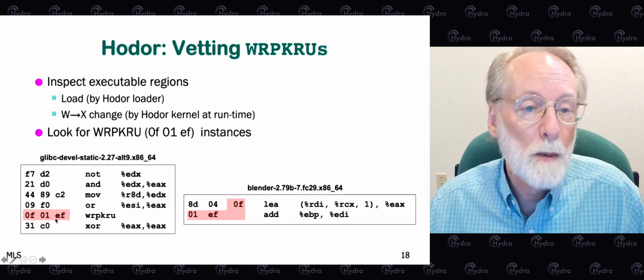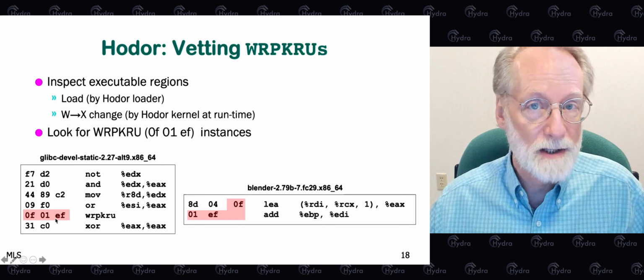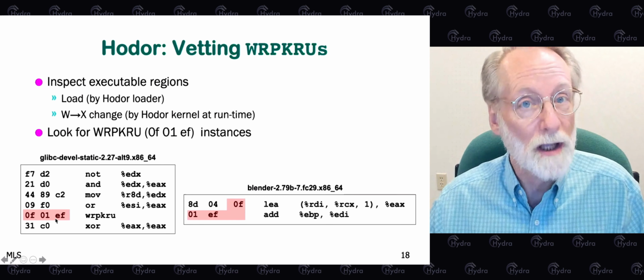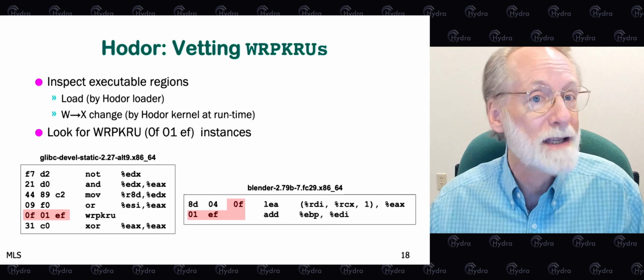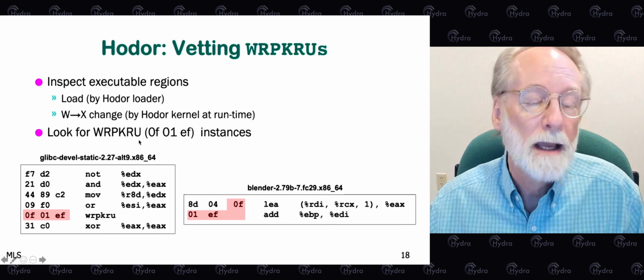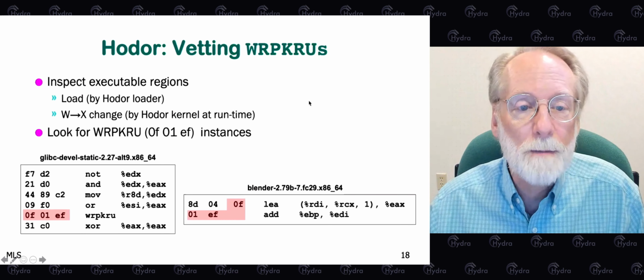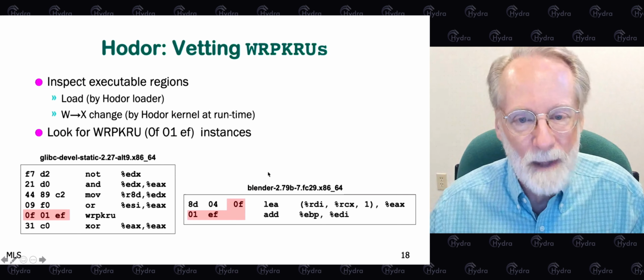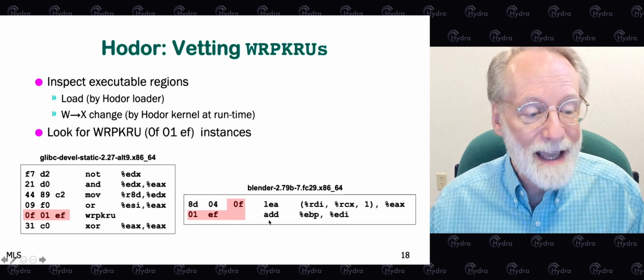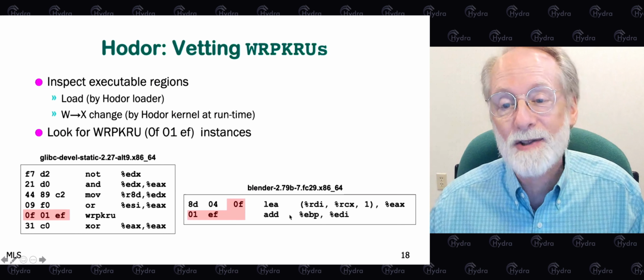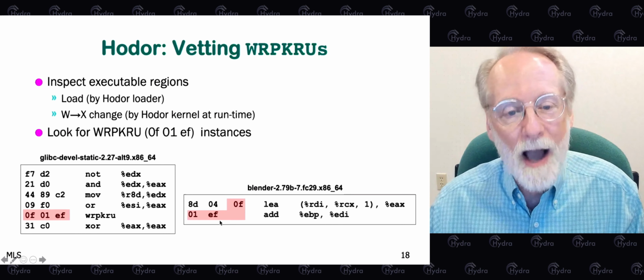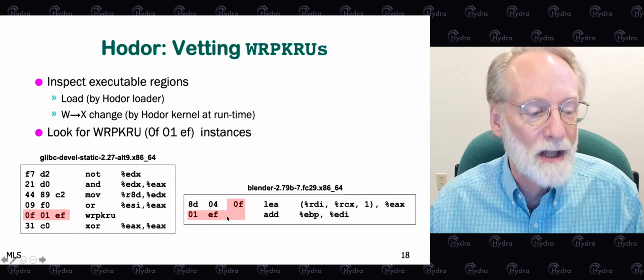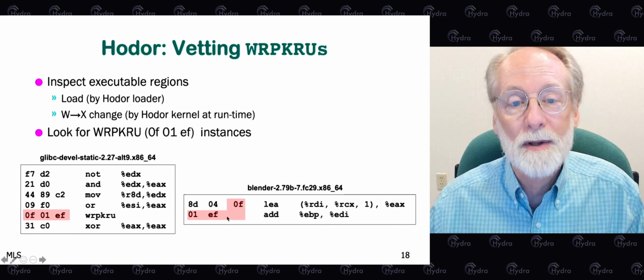That instruction could be one that's in a trampoline, in which case the library or the Hodor loader will allow it to remain, or it could be in the main application, in which case it's a cause for concern. It's also possible that that 3-byte sequence could be an accident. For instance, the LEA instruction followed by an add instruction with appropriate arguments can produce a misaligned 3-byte sequence that looks like a WRPKRU instruction.